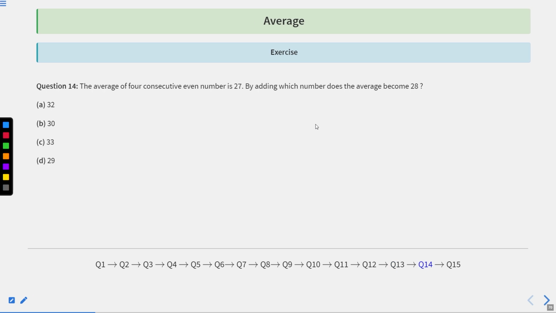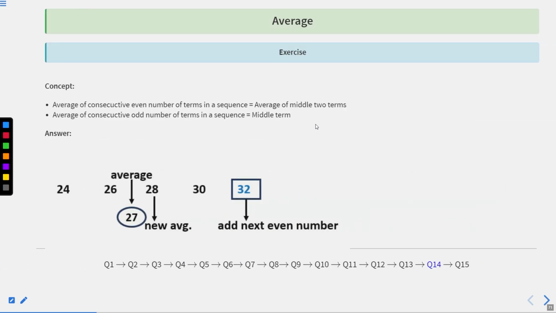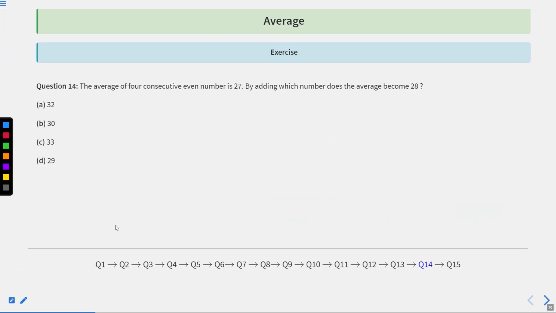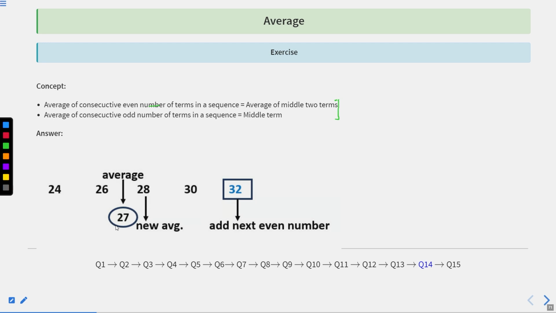So we are given that the average of 4 consecutive even numbers is 27. That is given to us. Okay. So 4 consecutive numbers are given, so this is the case. The middle term will be 27 here, and the left side will be 26 and right side will be 28, because when we take the average of 26 and 28 we get 27.